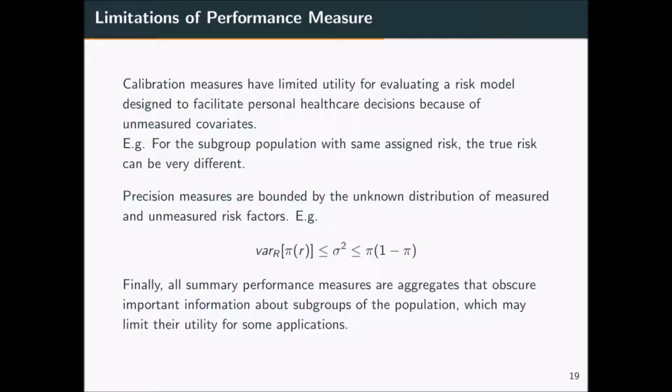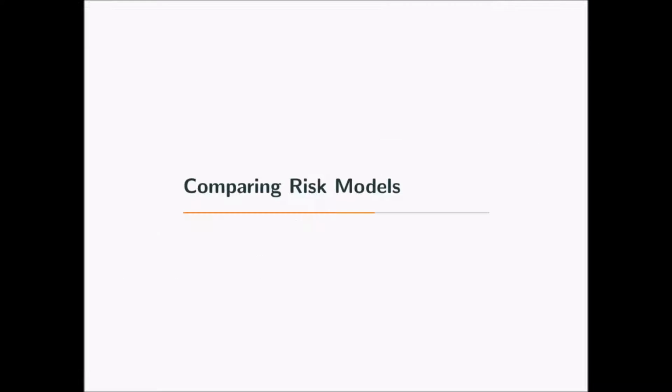For the precision measure, they are bounded by the unknown distribution of measured and unmeasured risk factors which the investigators cannot control. Finally, all summary performance measures are aggregates that obscure important information about subgroups of the population, which may limit their utility for some applications.